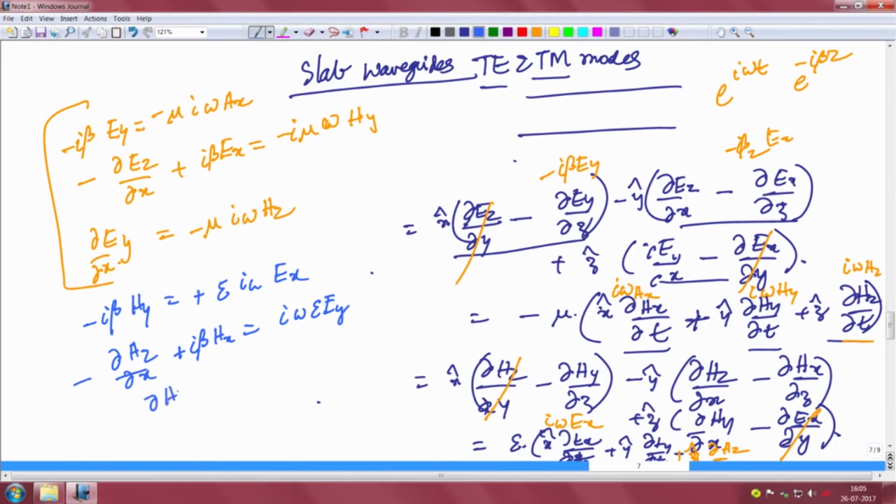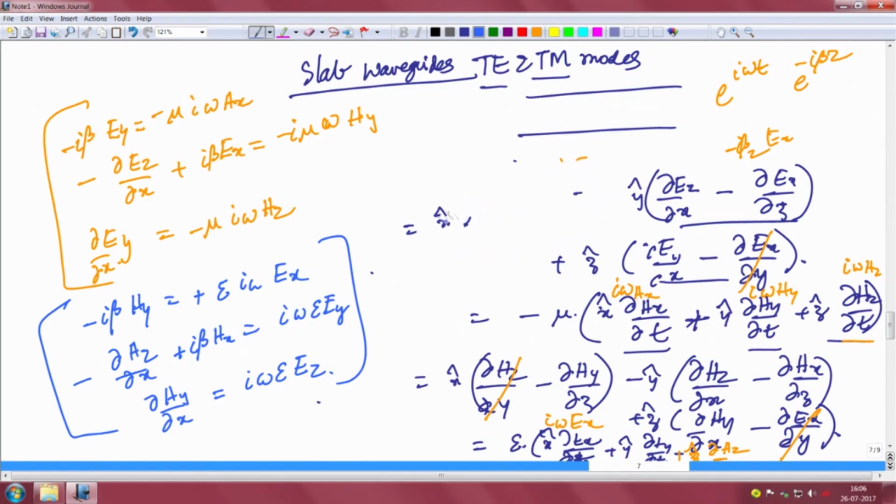And finally, one more: dHy by dx, which is the z component, equals epsilon I omega Ez. So, these are the two distinct sets of equations. I think we will erase so that we can use this space properly.